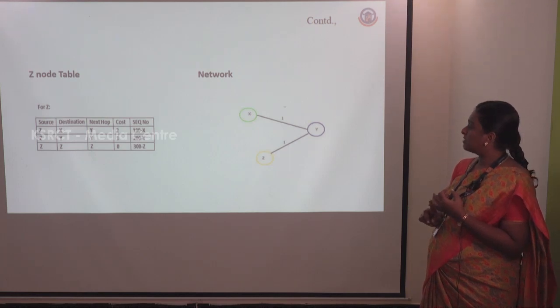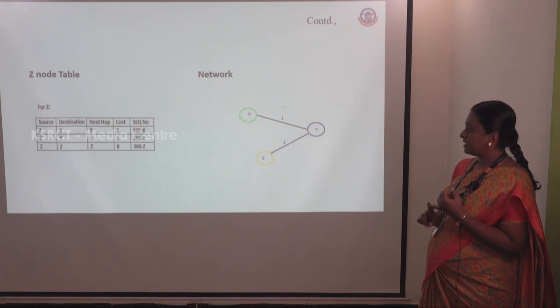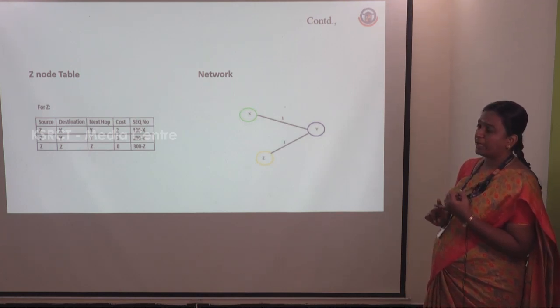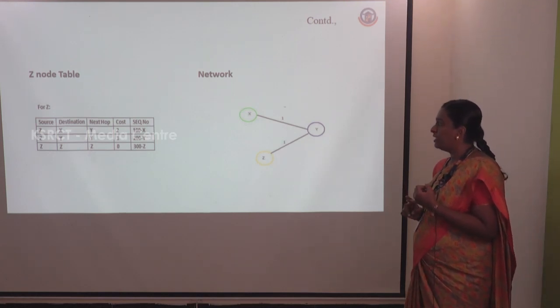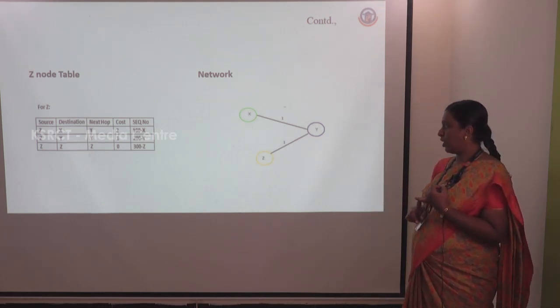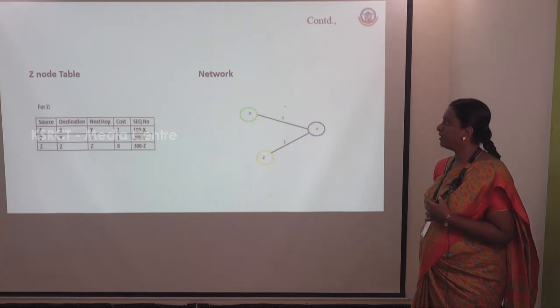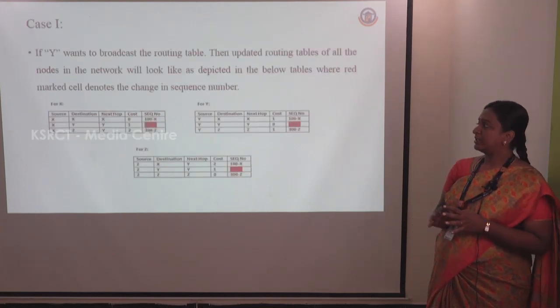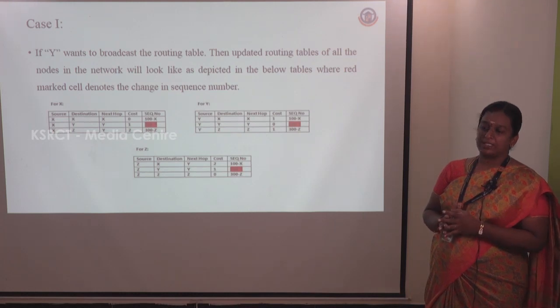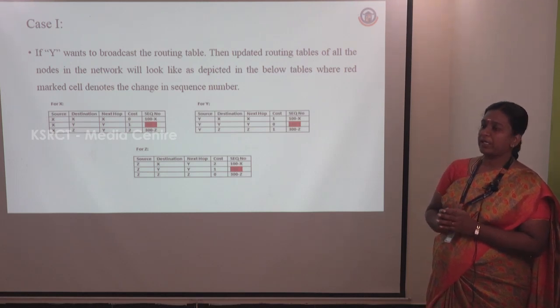As well as we want to check Z to Y. Here Y is the next node and Y is the destination, the cost is 1. So Z to Z is the self node, so there is no cost, and the next hop and destination node will be the same. So this is the way to construct a route table for each and every node present in the network. Here we have taken only 3 nodes.